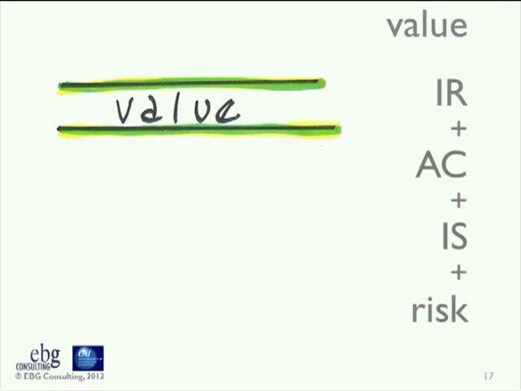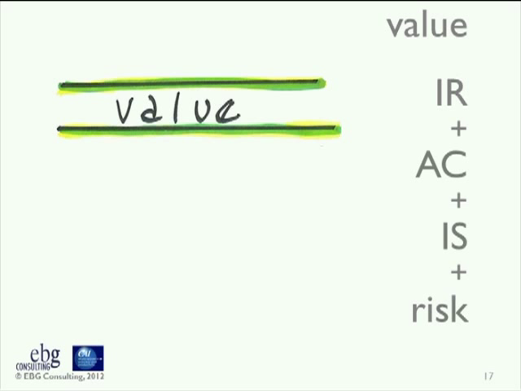And one way of looking at it also is this concept of IRACIS, I-R-A-C-I-S. I'll go through these one by one. IR stands for increasing revenue. So we would gain revenue because people find the product desirable. They'll spend money to be able to buy that product. That certainly is a benefit.